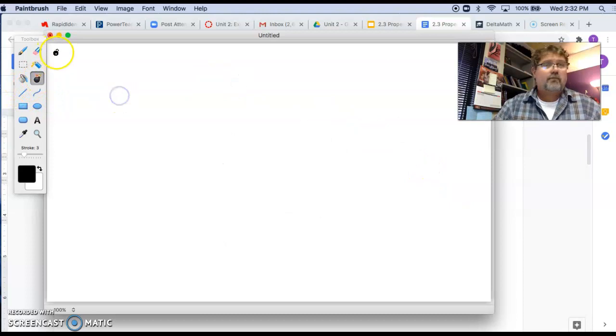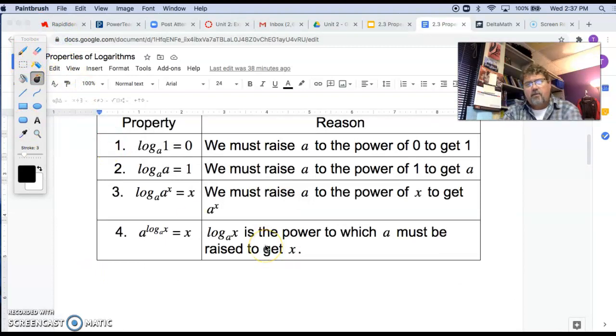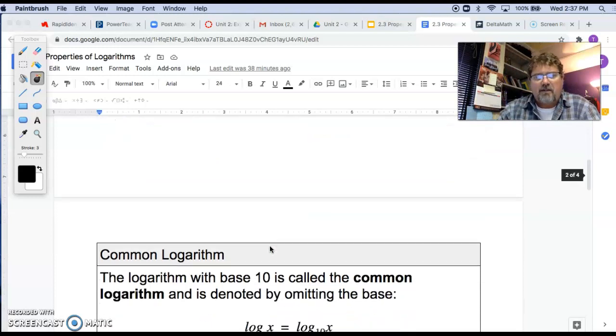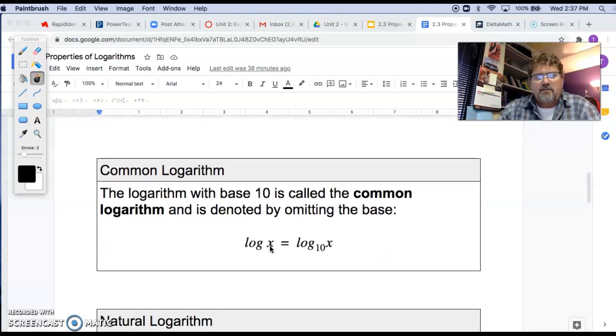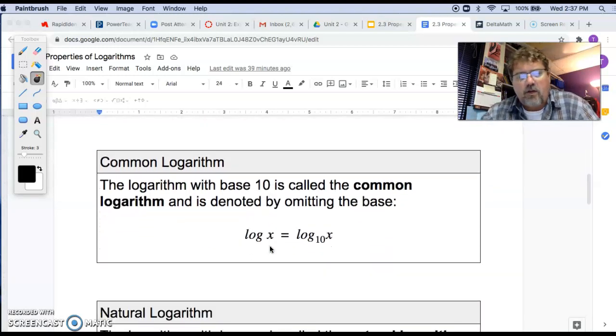All right, so let's look at another property. Now this one is a property in a way, but it's also one of those things you just have to know, the common logarithm. All right, the logarithm base 10 is called the common log, and it's denoted by omitting the base. Now, some people might think that's a little weird that they omit a base.